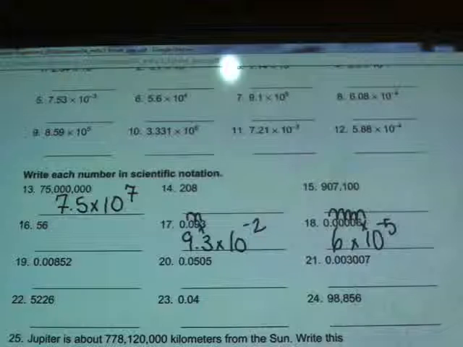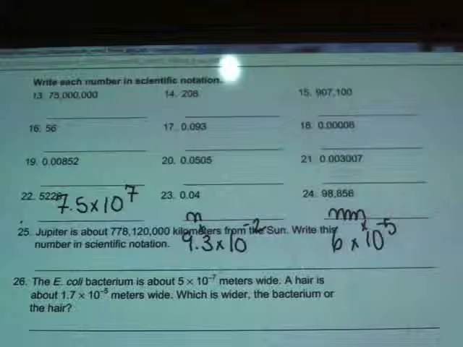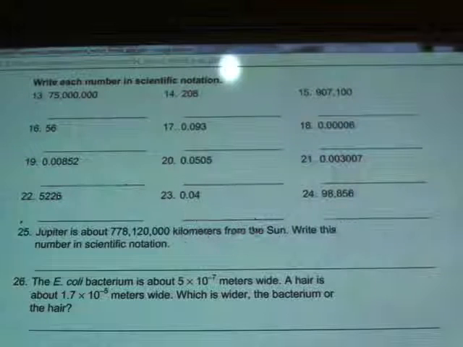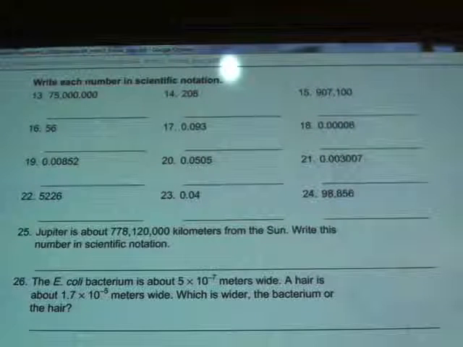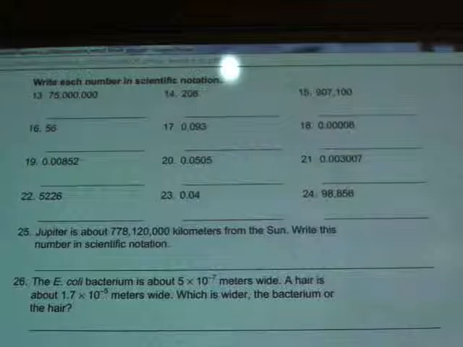All right, let's go ahead and take a look at the story problems to finish up this presentation. We'll go ahead and take a look at number 26. Number 26 says the E. coli bacterium is about 5 times 10 to the negative 7th meters wide. A hair is about 1.7 times 10 to the negative 5th meters wide. Which is wider, the bacterium or the hair?